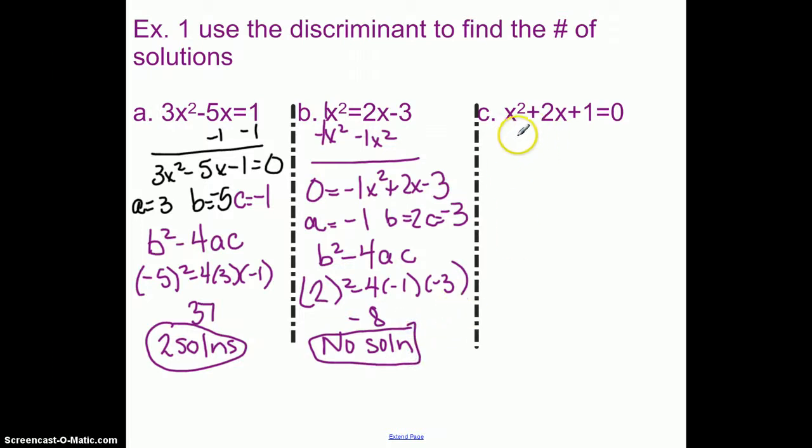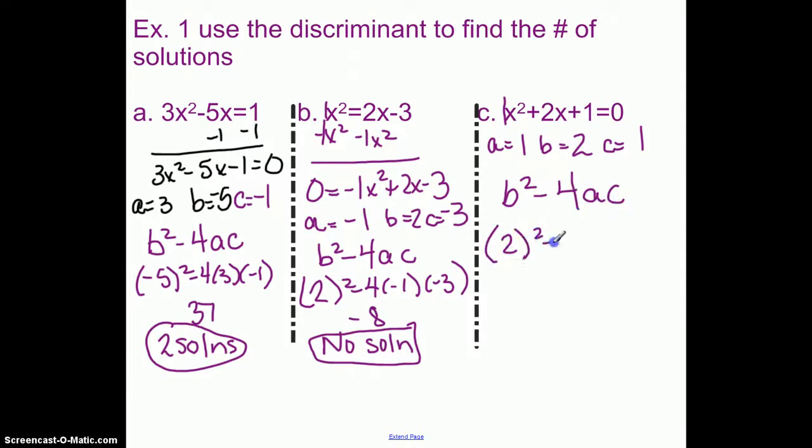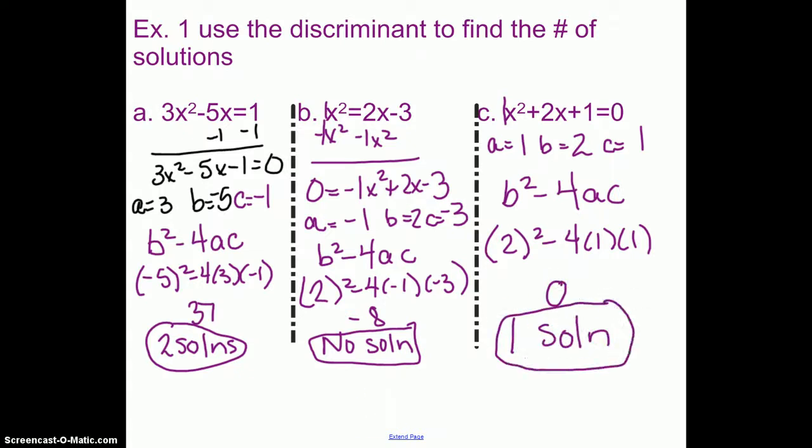Okay, one more. And this one happens to have a 0 already there. Remember, we assume the 1. So A is 1, B is 2, and C is 1. And then I'm going to plug it into my formula. So B squared minus 4AC. Which means that in this problem, if I were to put this in my calculator, I get 0, which means there's going to be one solution. And that's really the focus of today's stuff.